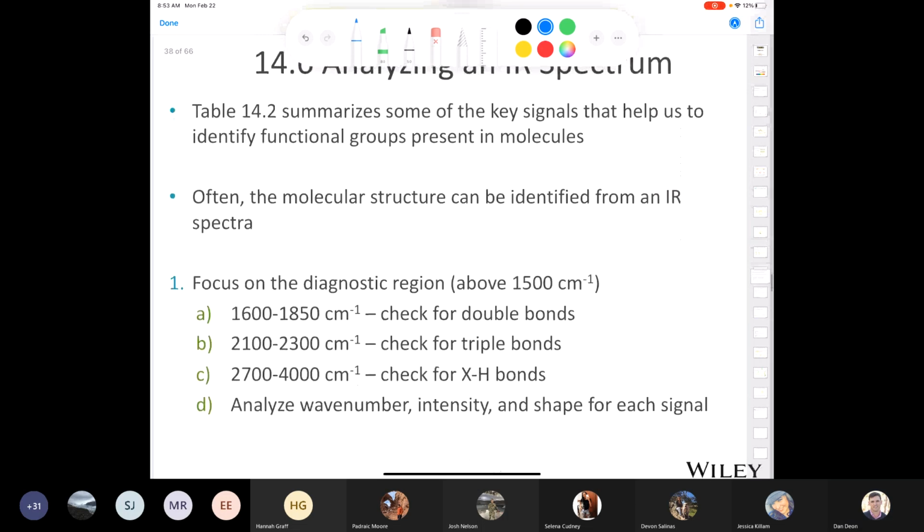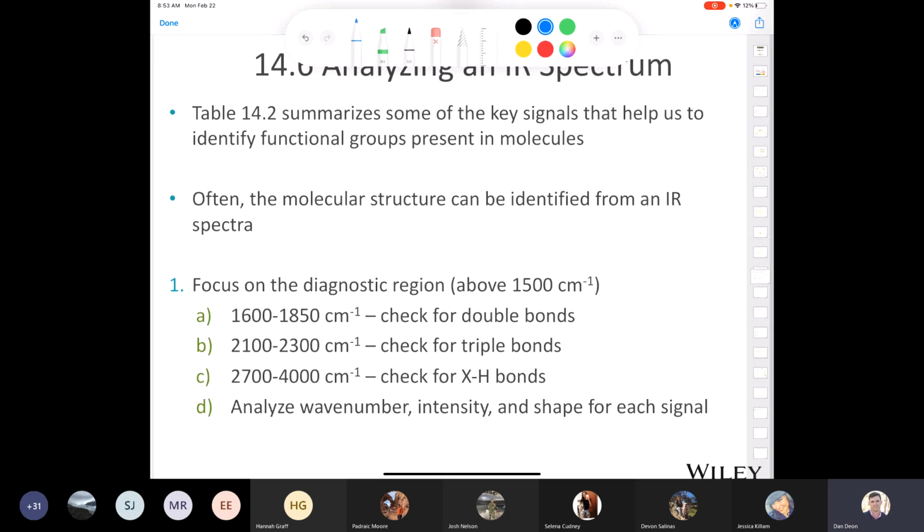All right. So Table 14.2 in the textbook, it would be wise for you to memorize that table. And again, I'll give you more information about that during the next lecture. You don't have to have it memorized for today, but it shows you all the important signals in infrared spectroscopy for this course.